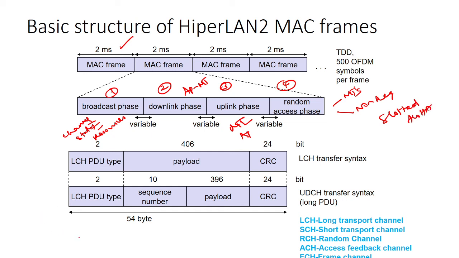This is the frame format, in which LCH is the long transport channel, SCH is the short transport channel, RCH is the random channel, ACH is the access feedback channel, and FCH is the frame channel. These are responsible for the transfer of information with respect to the payload, and CRC stands for cyclic redundancy check.